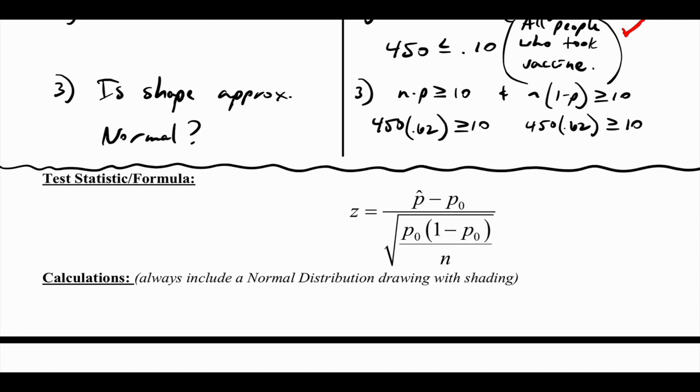Pretty sure since our sample size is fairly big, both of them are going to be okay. That one works. Not 0.62, 1 minus 0.62, which is 0.38. 171. Yep. So both are big enough.